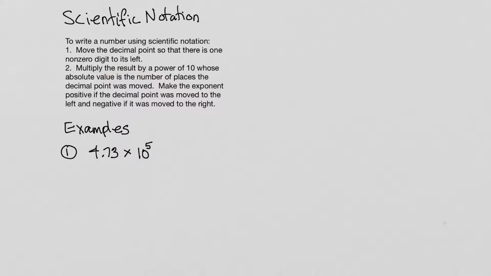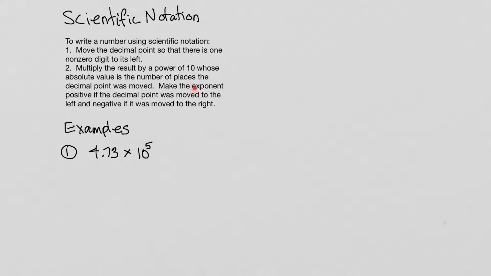Then what we do is we multiply that result by a power of 10, right? So multiply by a power of 10, and the exponent on the 10, this 5, that's the absolute value of the number of places that we moved the decimal point. So we can see we moved the decimal point 5 places. Whatever number that is, take the absolute value of that, and that's the number of places we moved the decimal point to get this. So we must have moved it 5 places.